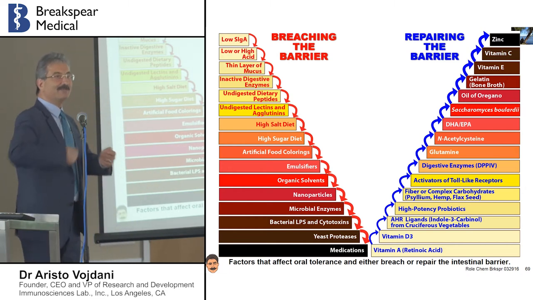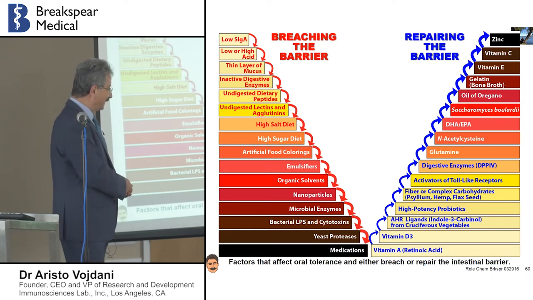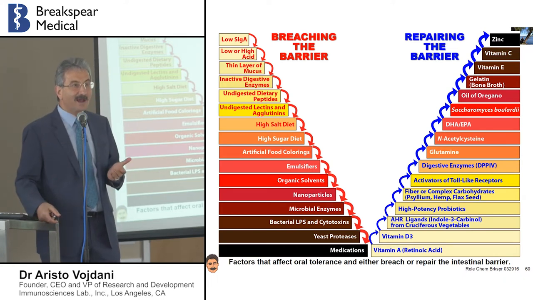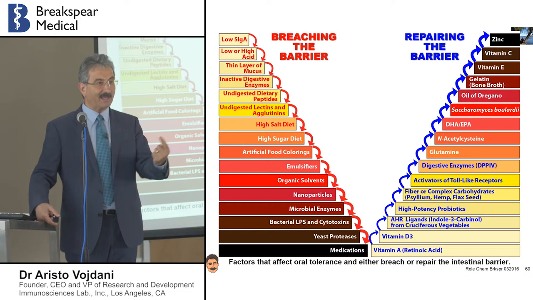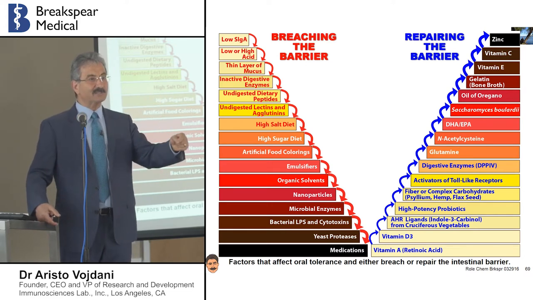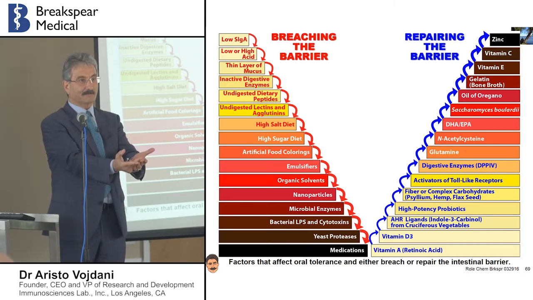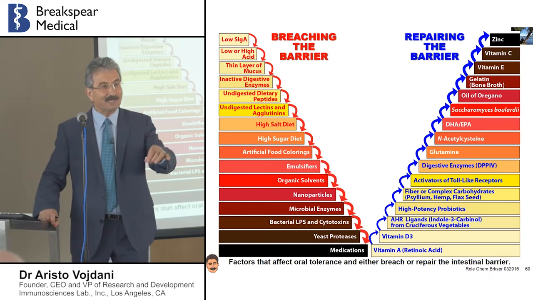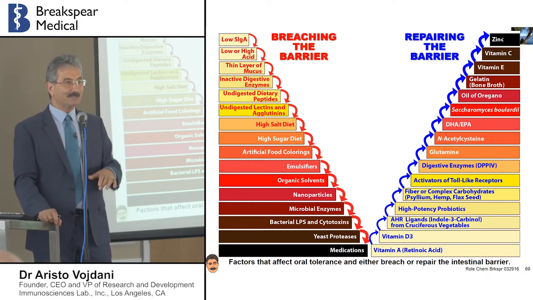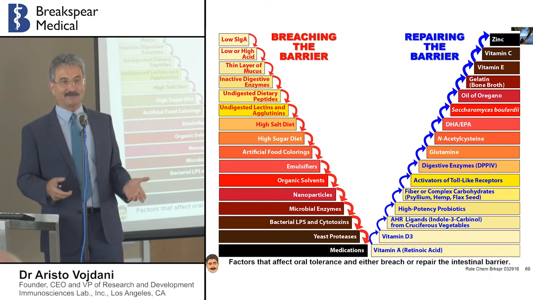So how can we reverse this? And on the other side, we have here vitamin A or retinoic acid. Why vitamin A and retinoic acid? Because the same T-reg cells in the gut have receptors for vitamin A. By giving vitamin A to your patients, you are going to activate the T-reg cells to regulate the immune system. Next, vitamin D3. The same cell has receptors for vitamin D. See, when you understand the mechanism, then you can convince your patients why they should take vitamin A and vitamin D.